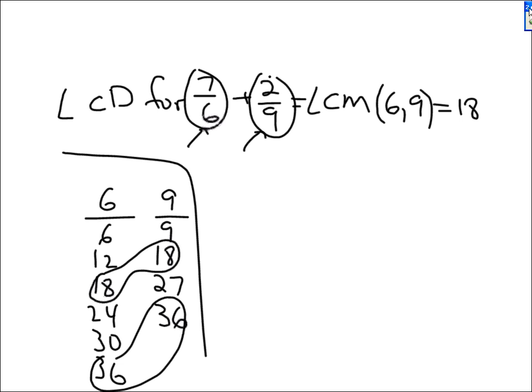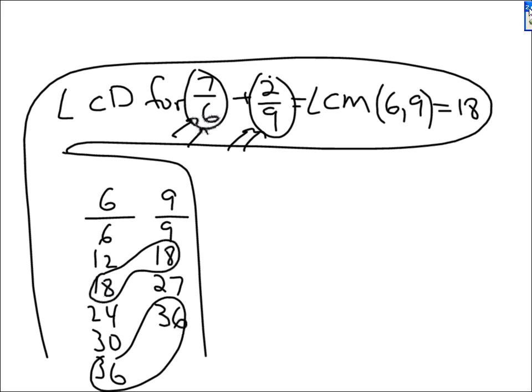You just look at the times tables for the 6 and the 9, and you look for the smallest number on both of them. The concept is very, very simple. If this is hard for you, there's only one reason it's hard for you. That's because you don't know your times table.